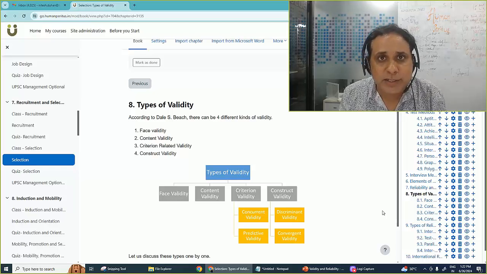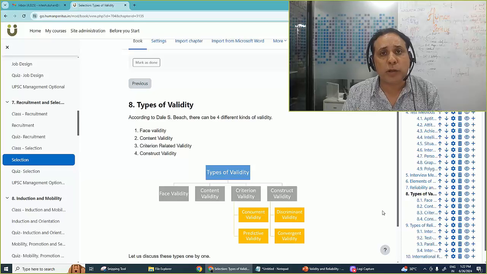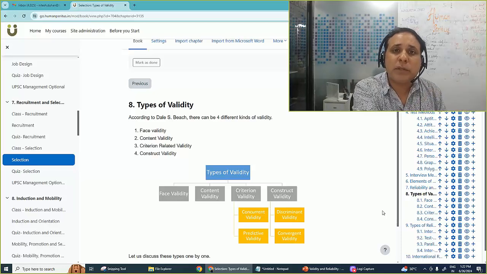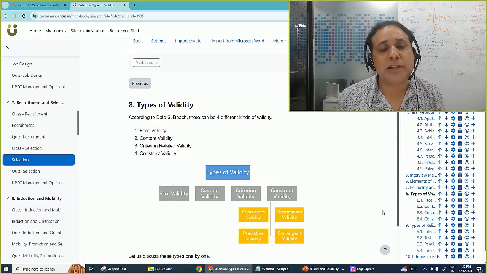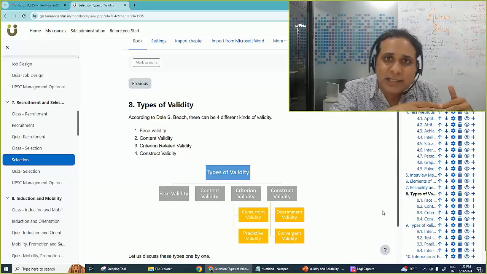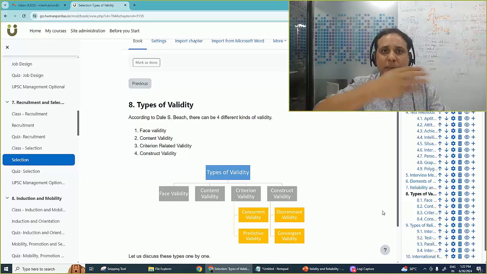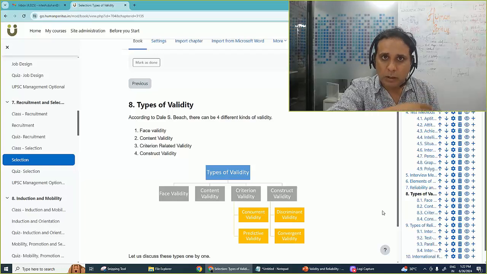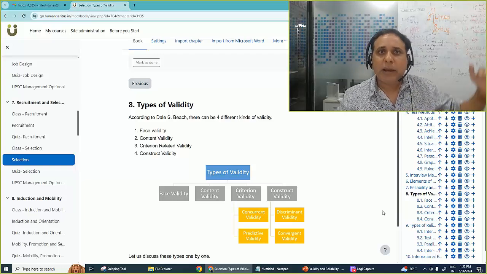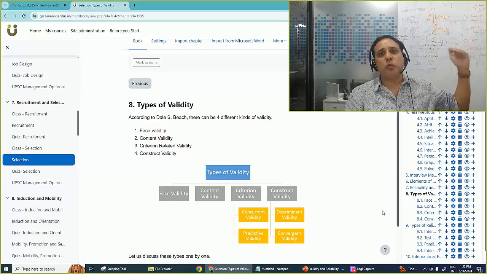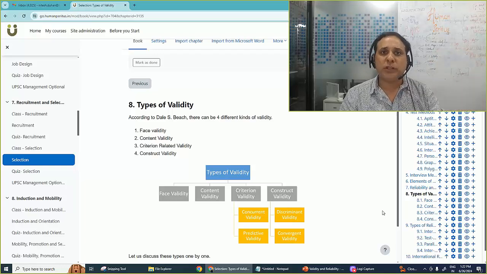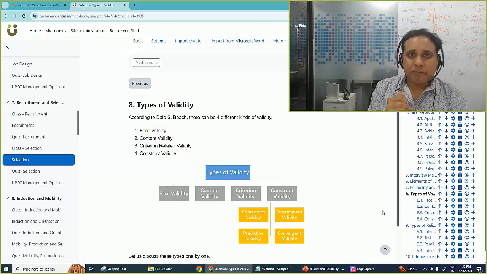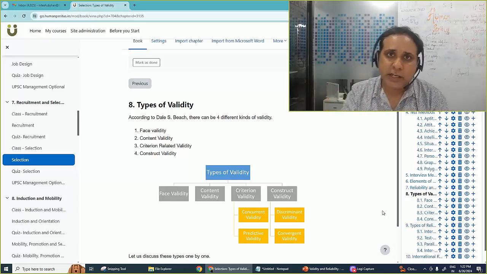What is validity? Once again, validity is how good my test is in measuring something which I'm planning to measure. What is reliability? How consistent my test is. So if the same test is given to the same guys again, then my results should be the same, or similar, or correlated. Then it is known as reliability. So today we are doing validity.